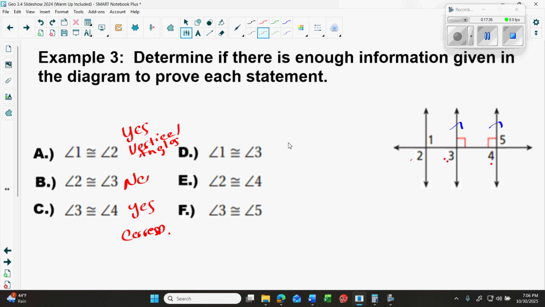All right. Last but not least, let's go down the line here. Okay. 1 is congruent to 3. Can we say that? Again, no parallel lines. No. Even though they're alternate interior, no. 2 and 4, same reason. No. Don't know anything about this line. And lastly, 3 and 5, yes, you can. We have alternate exterior.